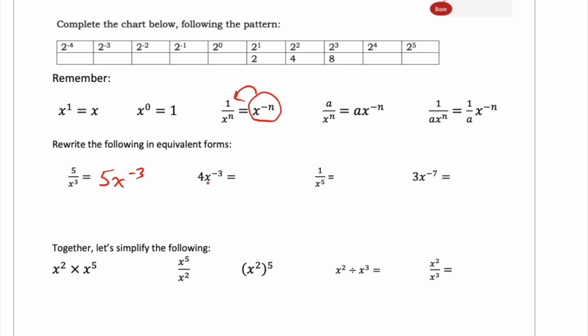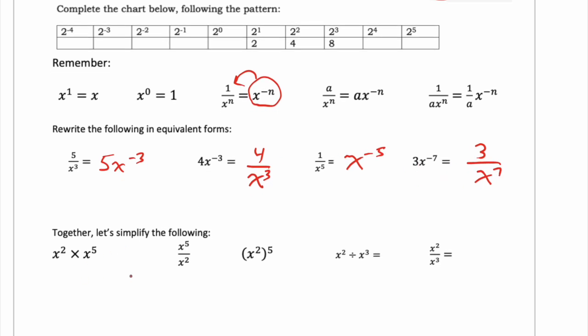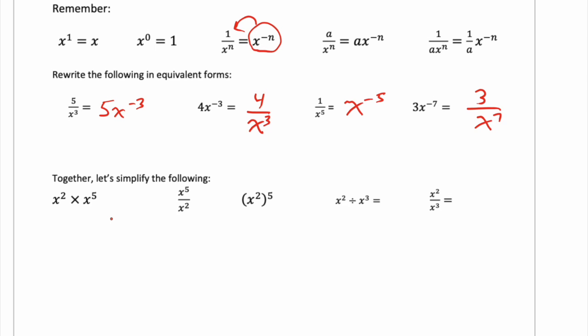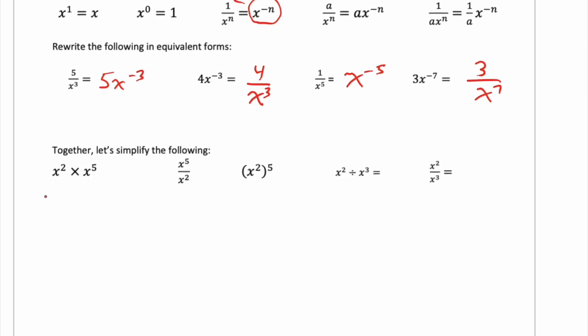This actually is ready for the derivative, so you don't usually want to change it, or sometimes you do, but it's just equal to that. This is x to the power negative 5, 3 over x to the power 7. The 3 doesn't have an exponent, so 3 stays in the numerator. Okay, we'll also be simplifying some exponents today.